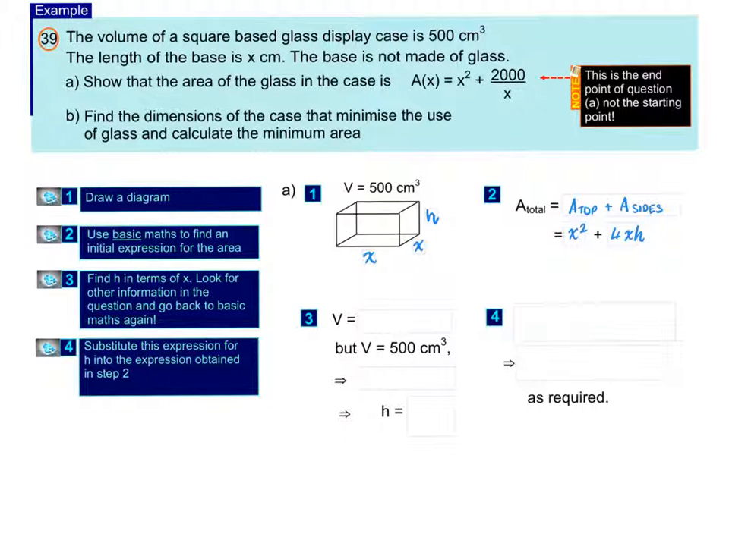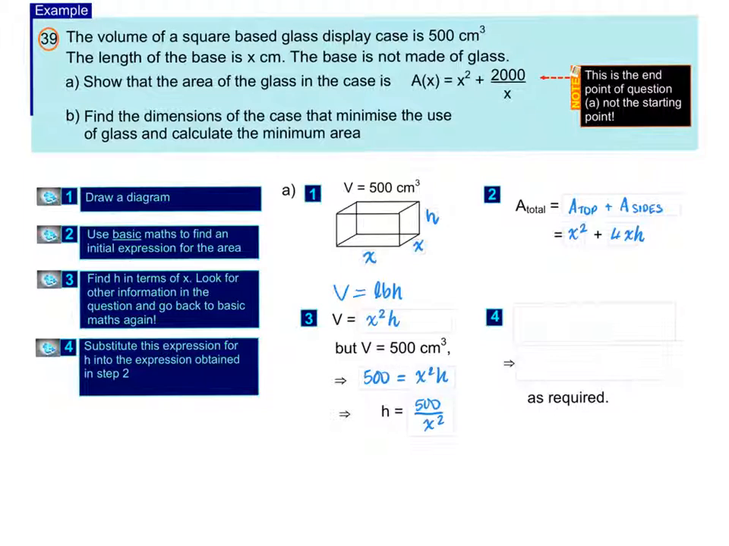So we should probably start off, of course, with recognising that the basic formula for the volume of a cuboid is length times breadth times height. So in the case of the cuboid we've got here, it's x times x, that's x squared, times the height. Since we know the volume is 500, that becomes 500 equals x squared h, and it's just a case of rearranging that to get h on its own. So we get h equals 500 over x squared.